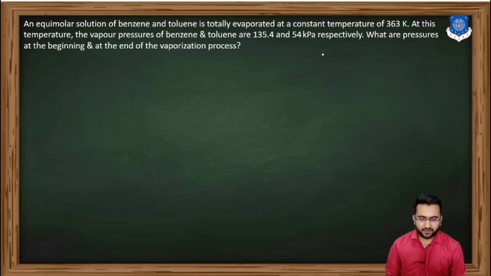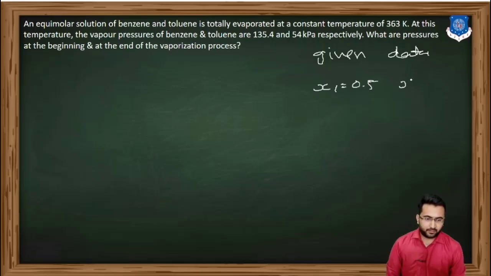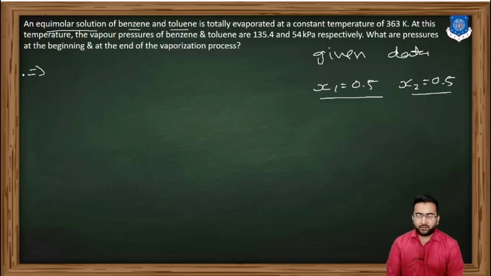So let's first write the given data. The statement tells that it is an equimolar solution, which means x1 is equal to 0.5 and x2 is equal to 0.5. x1 is our benzene and x2 is our toluene. So we can find the pressure using the bubble point equation.